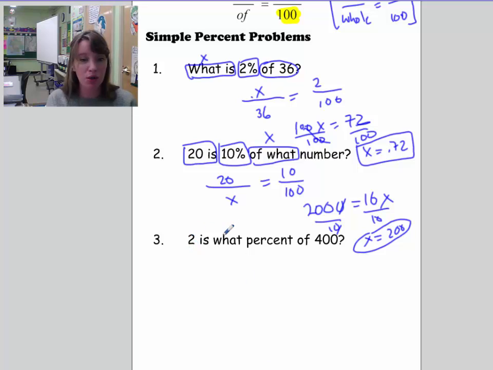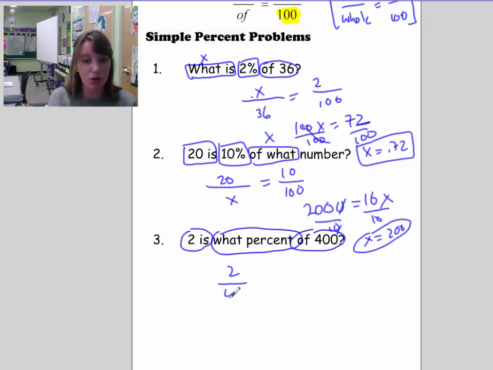Finally, 2 is what percent of 400? So 2 is, there's your is. What percent? So I'm looking for the percent. And then here's my of number. So 2 over 400 is equal to a percent over 100. So 2 times 100 is 200, is equal to, actually, sorry, the percent should be an x here.